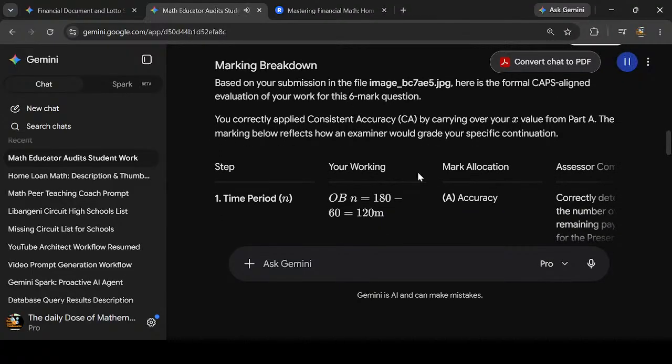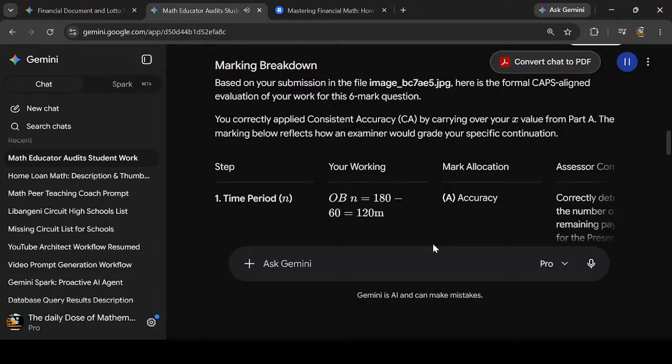Marking breakdown. Based on your submission in the file, here is the formal CA-aligned evaluation of your work for this 6-mark question. You correctly applied consistent accuracy, CA, by carrying over your X value from Part A. The marking below reflects how an examiner would grade your specific continuation. Step 1, time period N: N equals 180 minus 60 equals 120. Method and accuracy: correctly determining the number of remaining payments for the present value method.